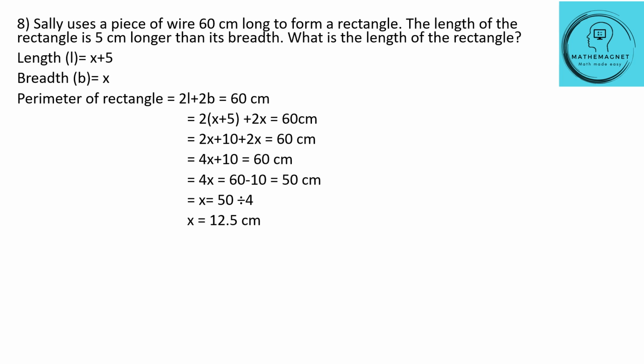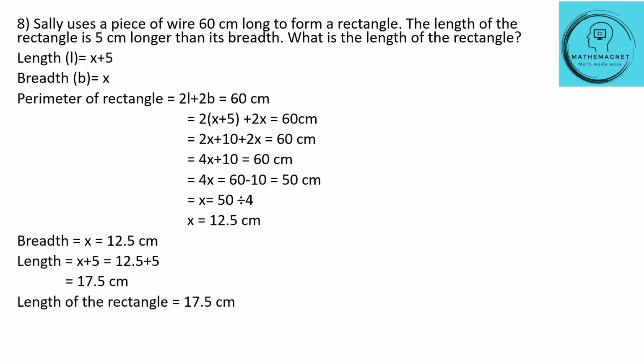Now what is x? x is the breadth of the rectangle. So we have found the breadth of the rectangle, which is 12.5. But the question is to find the length of the rectangle. Now we know length is 5 centimeters more than the breadth, which is x plus 5. So 12.5 plus 5 will be equal to 17.5 centimeters. So the length of the rectangle will be equal to 17.5 centimeters.